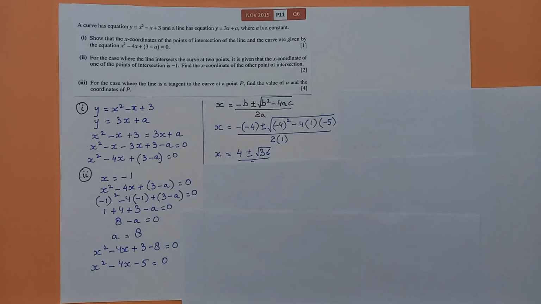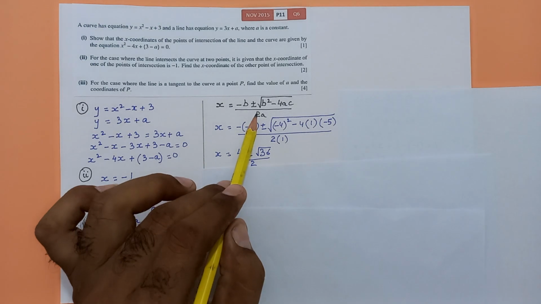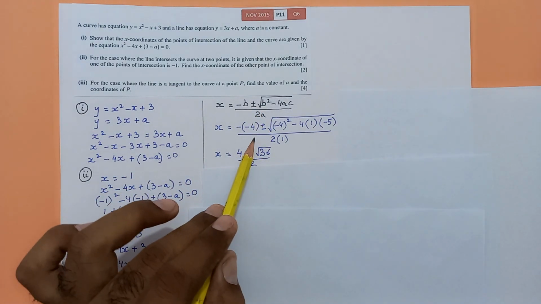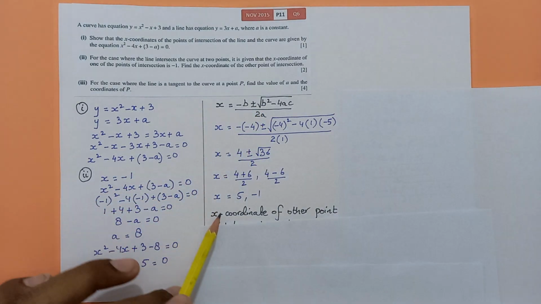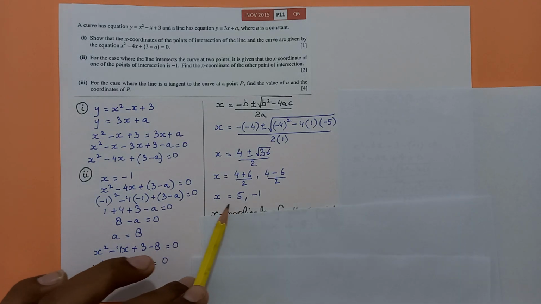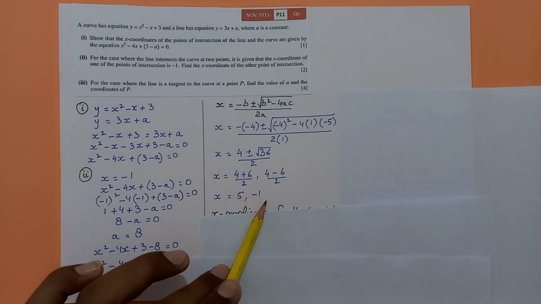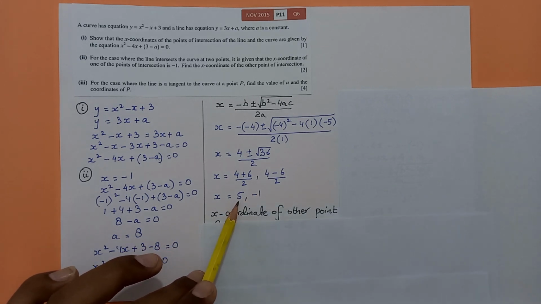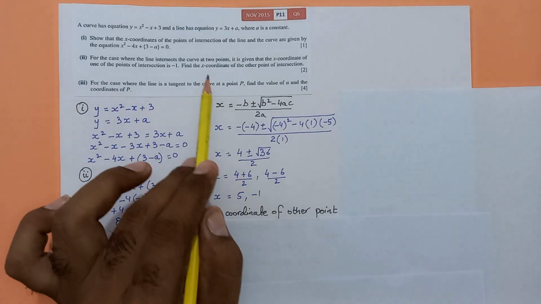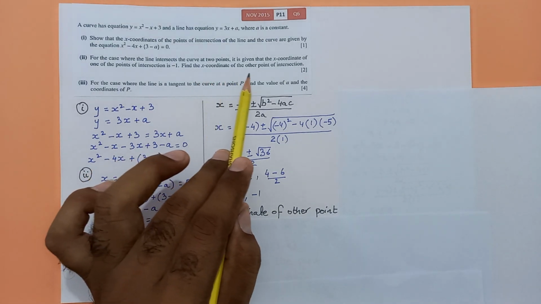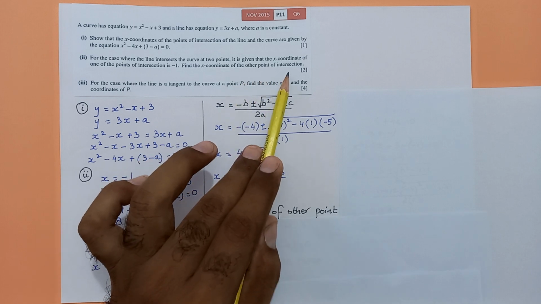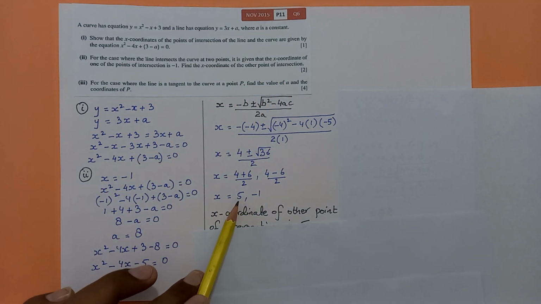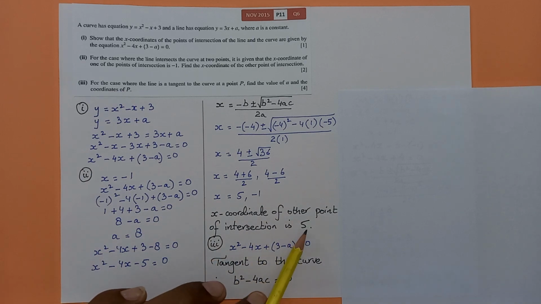So if we go for the quadratic formula, take the value of a as 1, b as -4, c as -5, place them in the quadratic formula and simplify, we get two values of x: 5 and -1. This -1 was given in the question, and that means this 5 is the x coordinate which was asked for in the question, to find the x coordinate of the other point of intersection. That means x equals 5 is the answer for the second part.